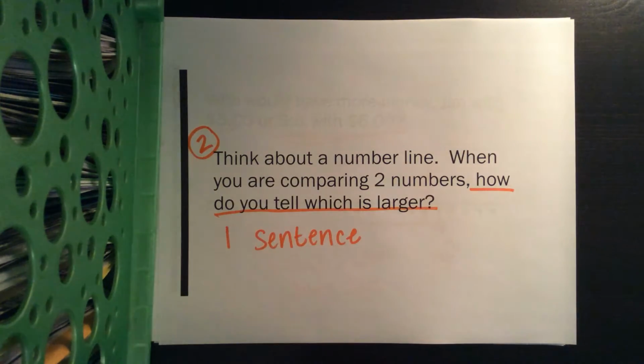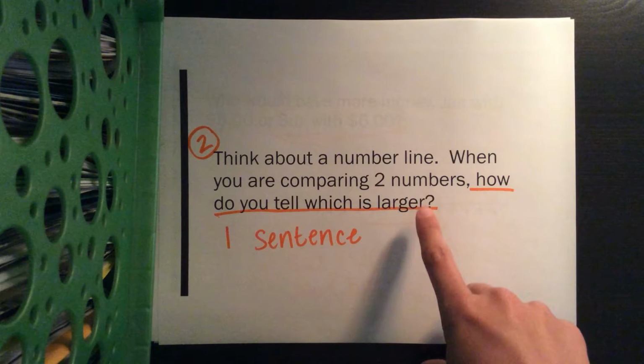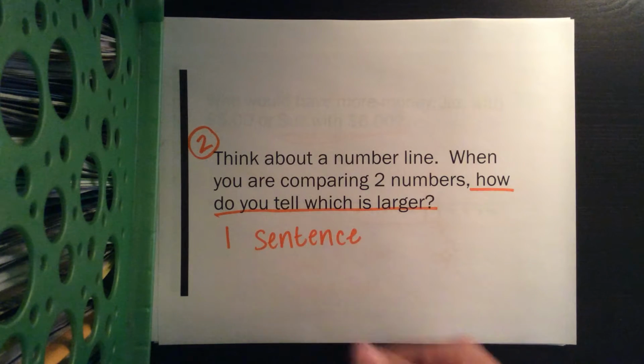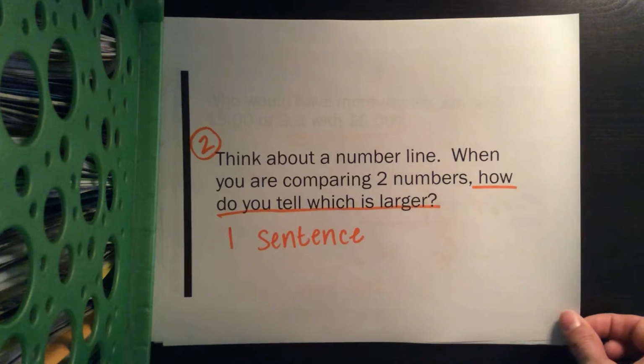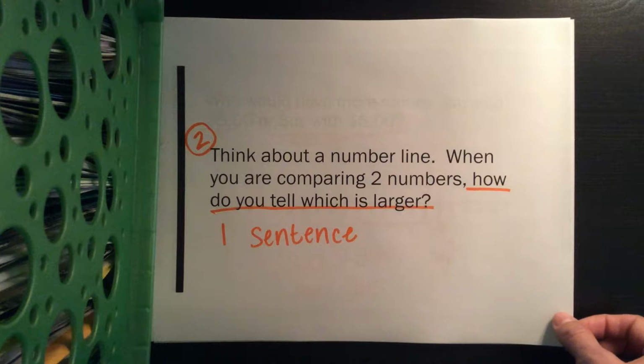Number 2 in your journal, you're going to write one full sentence, a 6th grade type sentence. Think about the number line. When you're comparing two numbers, how do you tell which one is larger? I need at least one sentence. You may write more if you'd want, but again, I'm going to be coming around and checking these on Thursday. So this will be for a grade, and if you're not participating, you will not get a good grade.